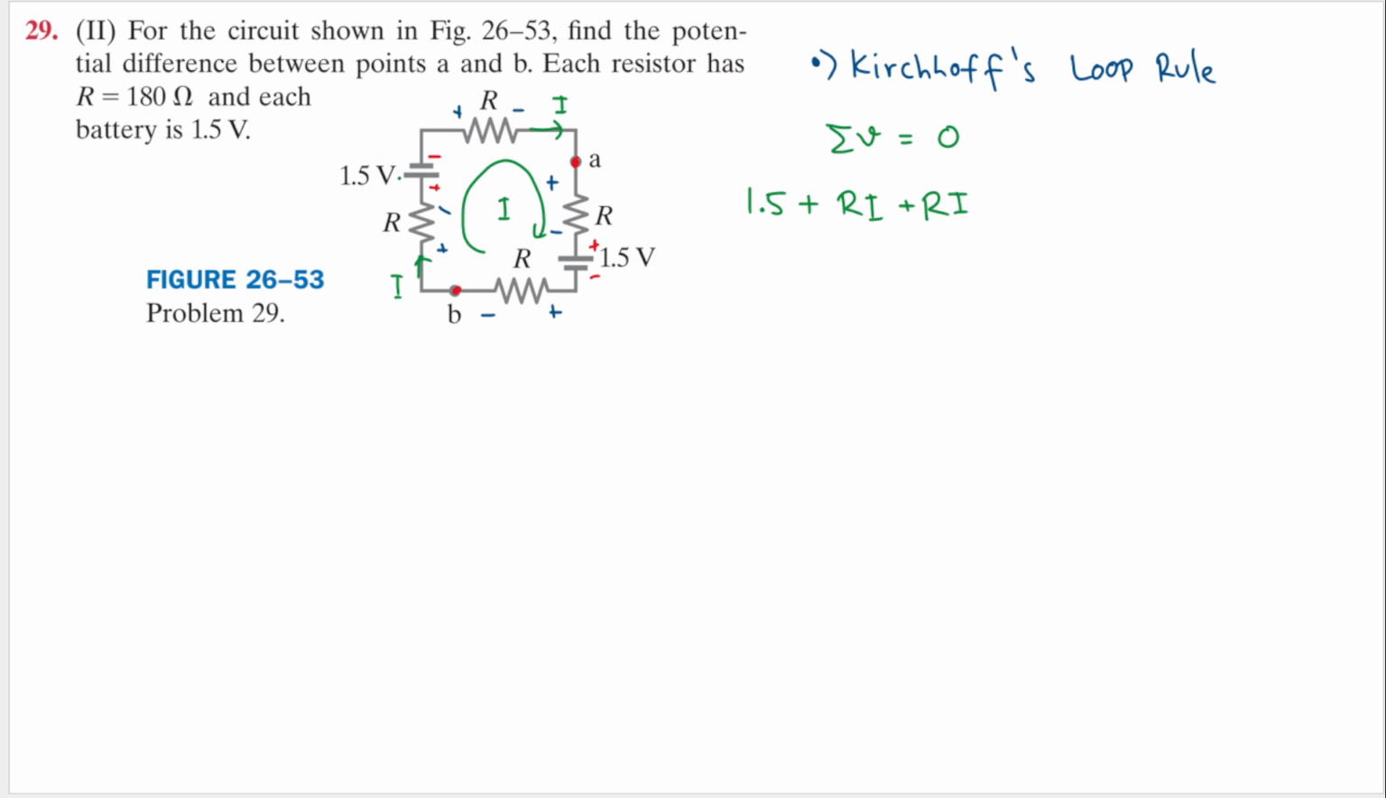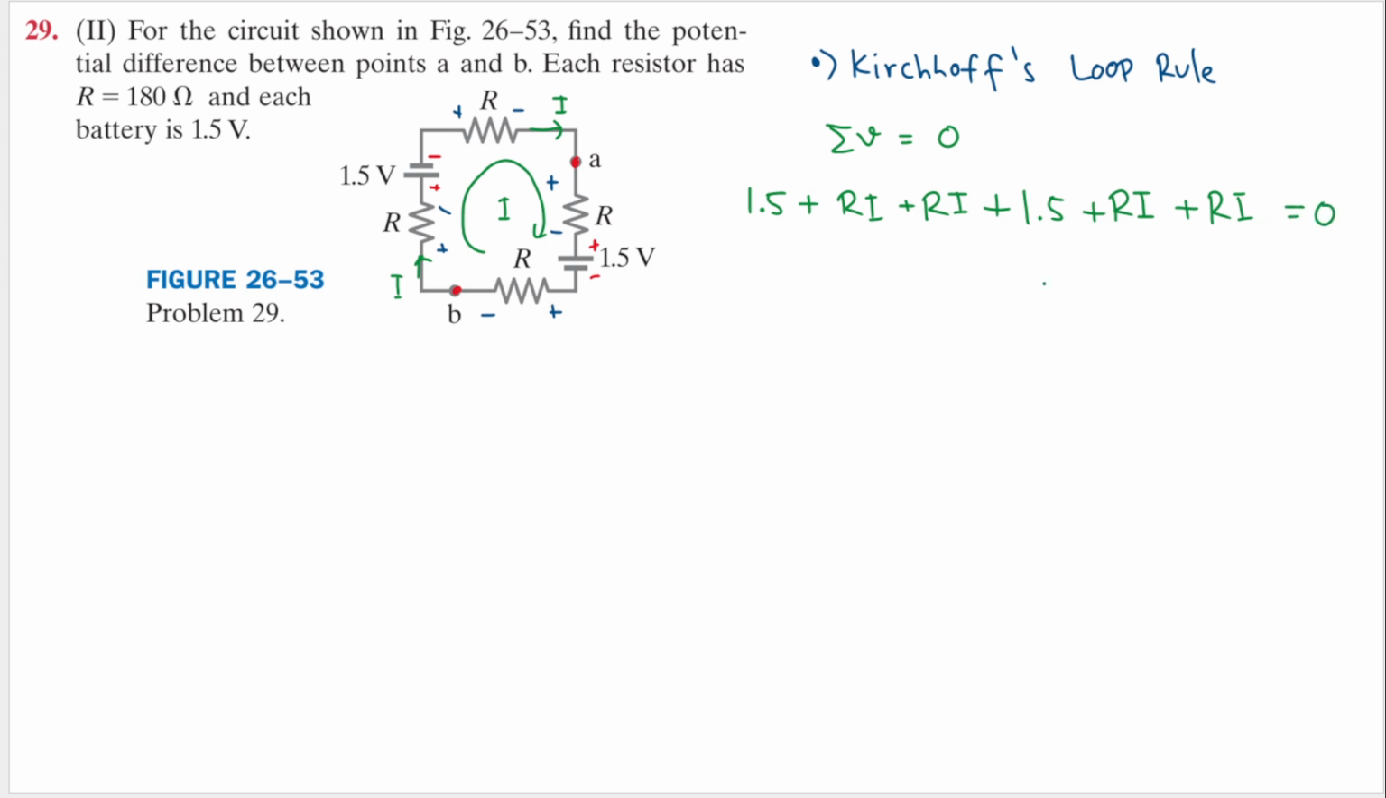And then 1.5 volt. So I will have 1.5 again, and the sign is positive because it's flowing from the positive side to the negative side. So I will have plus 1.5. Okay, and then what else? Another resistor here. So I will have plus resistance here, multiplied by the current. And what else? Another resistor. So I will have again plus R multiplied by I. All of that will equal 0.